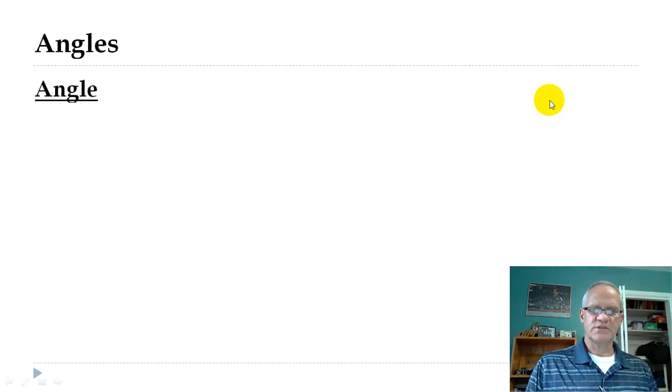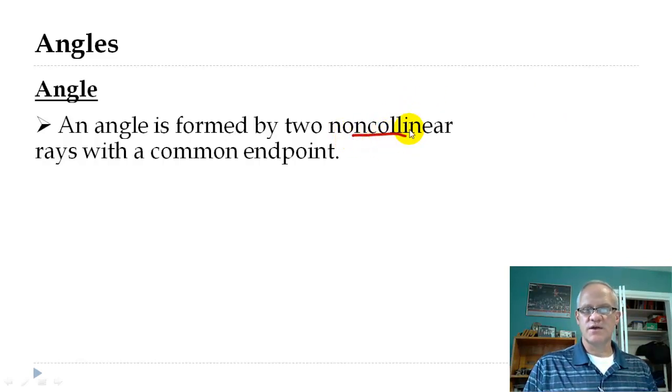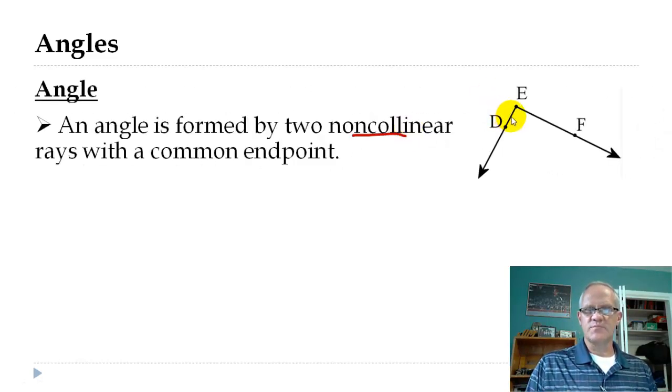All right, let's move on to angles. Now an angle is formed by two non-collinear rays with a common endpoint. So remember, opposite rays have a common endpoint and they made a straight line. Basically what's happening now is an angle is made up of two rays that are not on a straight line. So this is what makes an angle, that they're non-collinear. Remember, if these were collinear, they would be opposite rays. They would go straight across instead of making an angle like this.